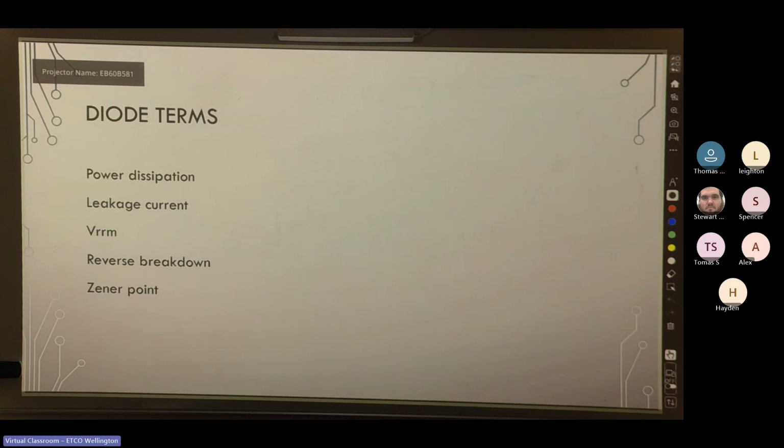So this is a bit of a strange one. It's the maximum repetitive instantaneous reverse voltage value the diode can be subjected to without damage. So the maximum peak voltage of the AC supply, for example. So maximum repetitive instantaneous reverse voltage.